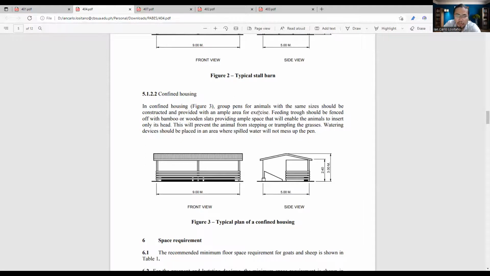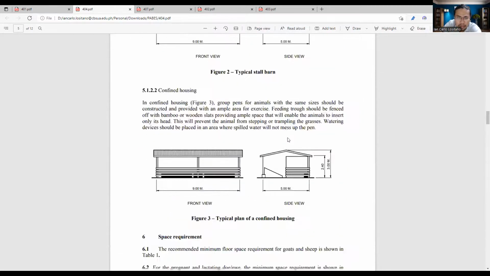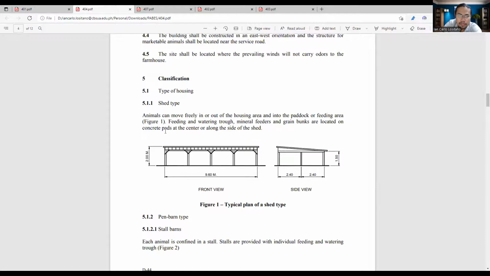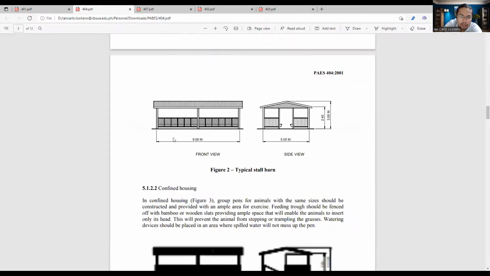In confined housing, group pens for animals with the same sizes should be constructed and provided with an ample area for exercise. The feeding trough should be fenced off with bamboo or wooden slats, providing ample space that will enable the animals to insert only their head. This will prevent the animal from stepping on or trampling the grasses. Watering devices should be placed in an area where spilled water will not mess up the pen. So this statement is recommendatory in degree, similar to the first two, for the shed type and the stall barn.